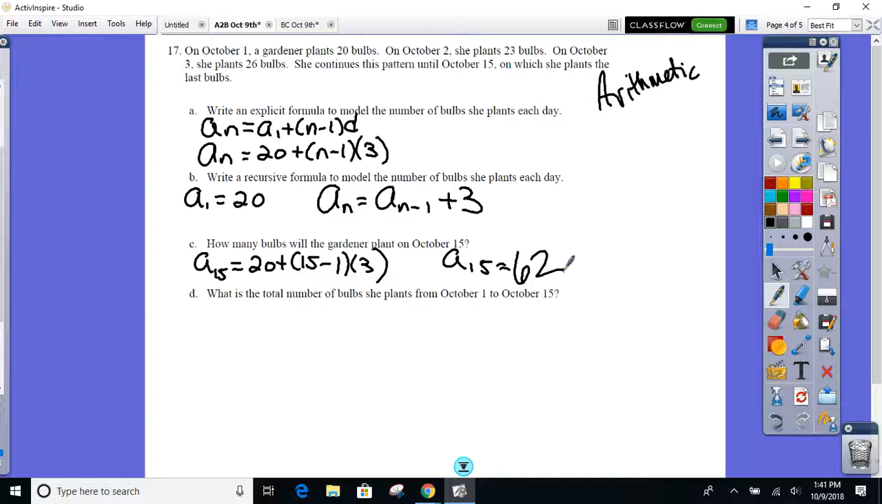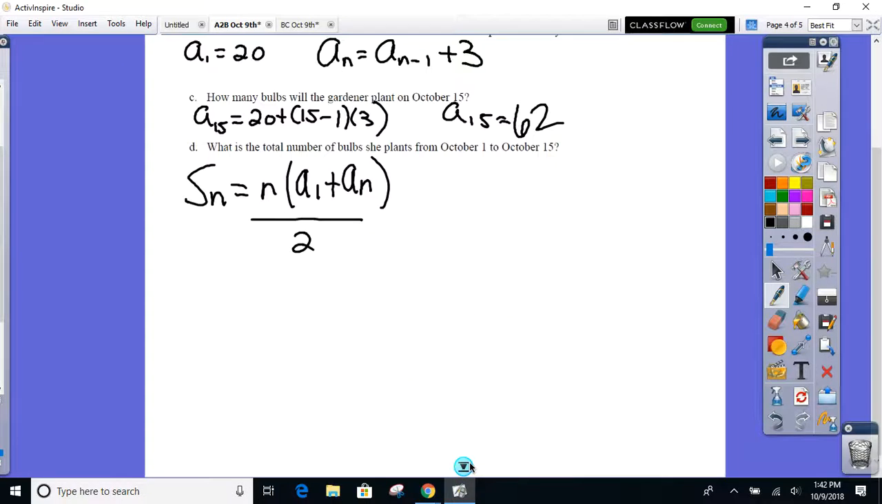And then what am I asking for in part D? Total number. So new formula, the one you got to remember for total. S sub n equals n times a1. Okay, can you guys help me here? What's my n value? Remember, that's always the number of terms you're adding up. First to the 15th, that's a total of 15. Sum of the first 15.